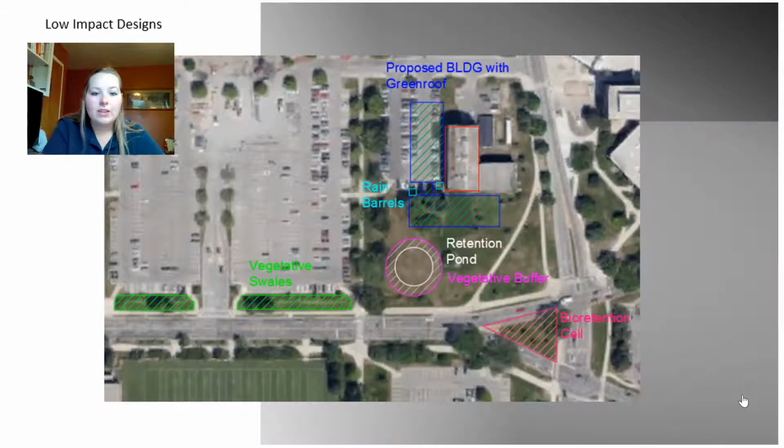Another low-impact design feature considered in this conceptual design is a bioretention cell, and that is shown in magenta.